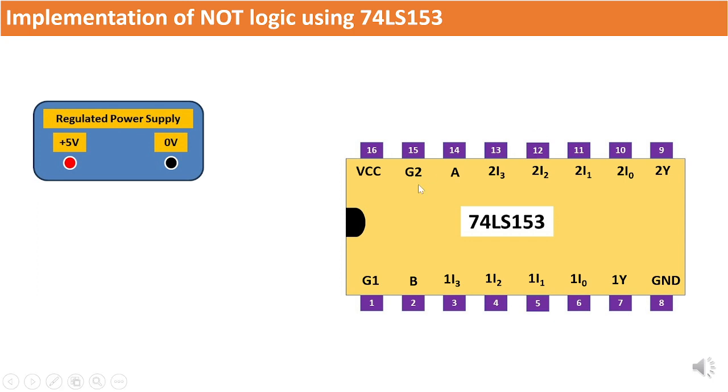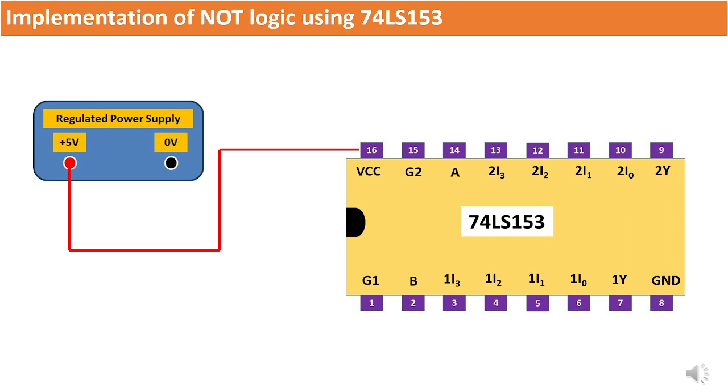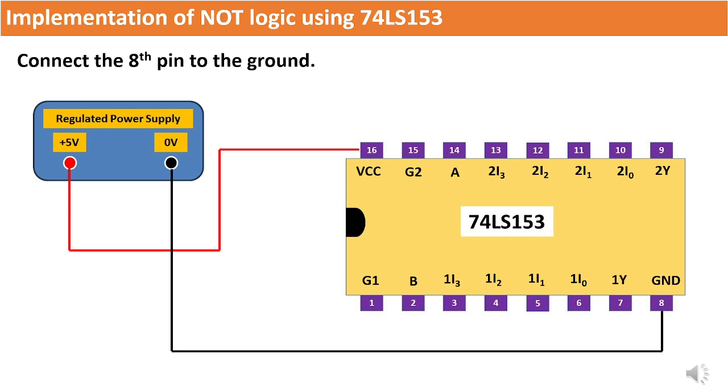Now let's finish the connections and realize the NOT logic using the 74153 integrated circuit. Since we need only one multiplexer, we will consider the upper mux having inputs 1I0, 1I1, 1I2, 1I3. Connect the 16th pin to the positive 5 volts of DC regulated power supply as illustrated. Now connect the 8th pin to the ground terminal of the same power supply.